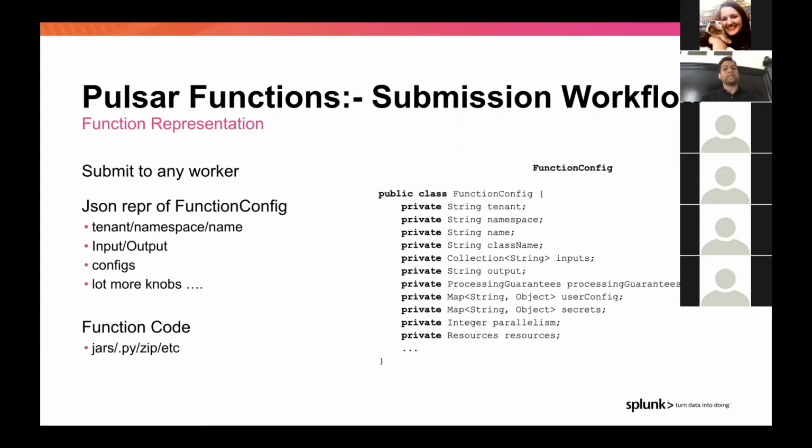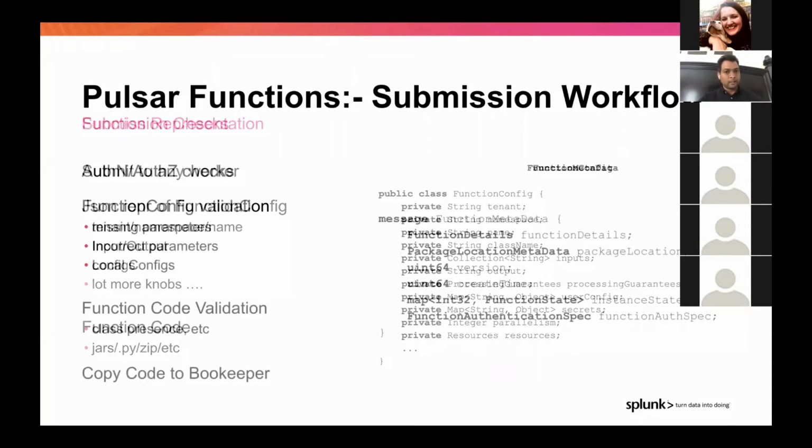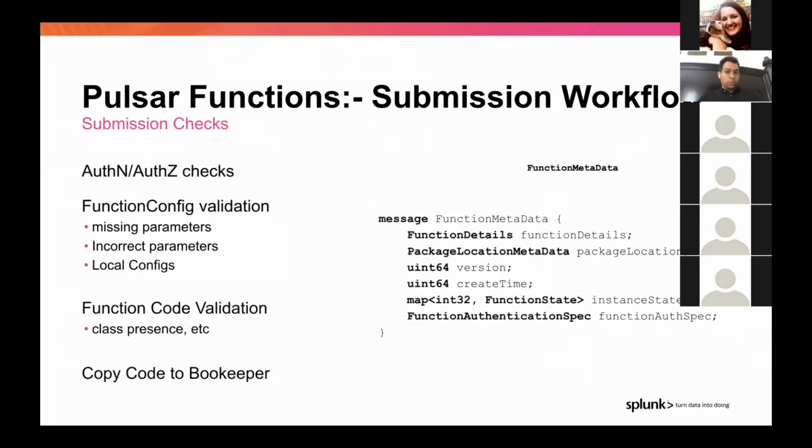And along with this, you have to submit a jar file, like a fat jar or a Python file or a Go file or something like that. So what happens? You submit it to the function worker. Now, the first thing we do is some basic things like: is the person who's submitting the function the right person, and does he have the right privilege to submit functions in this particular namespace and tenant?